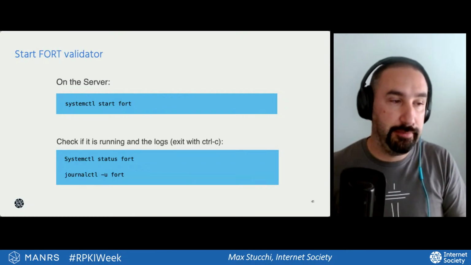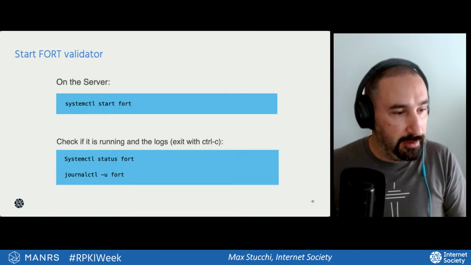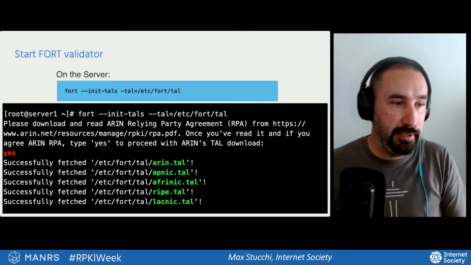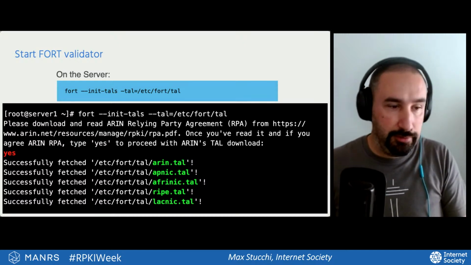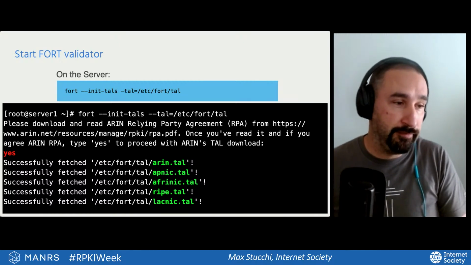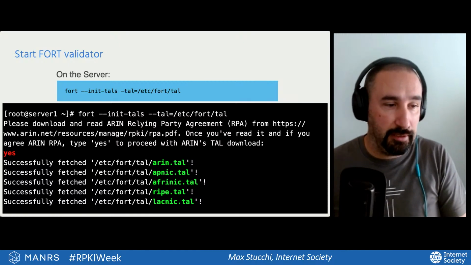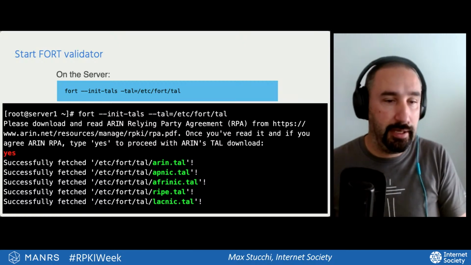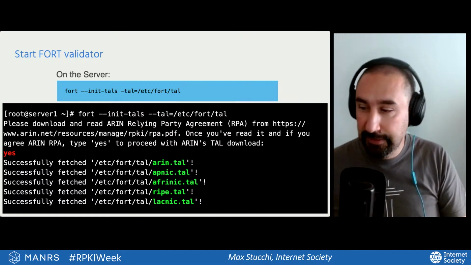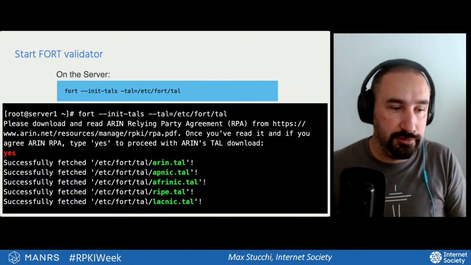Fort has a very, very similar behavior. You try to start Fort from systemctl, check if it's running, and it will give you an error because, well, you have to init the TALs. And then you run a very similar command to the one you ran with Routinator. And then you have to explicitly accept the RPA, the relying party agreement from ARIN. When you say yes, all the TALs get installed. So you can then fetch all the ROAs from all the sources.